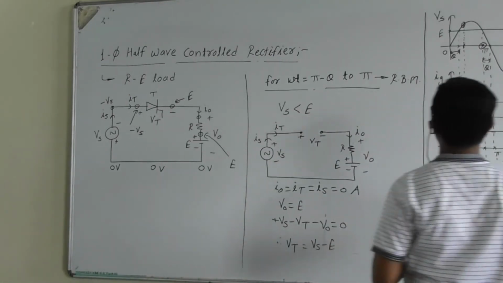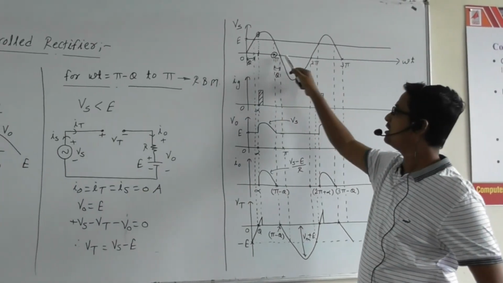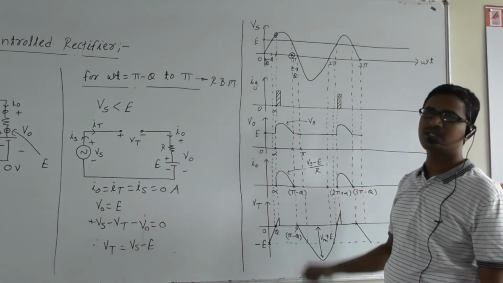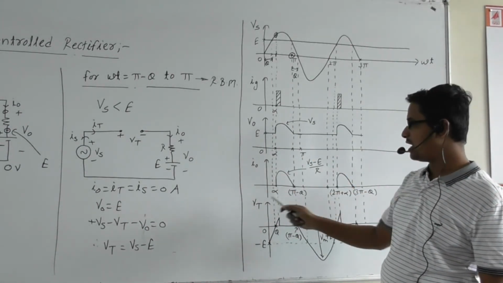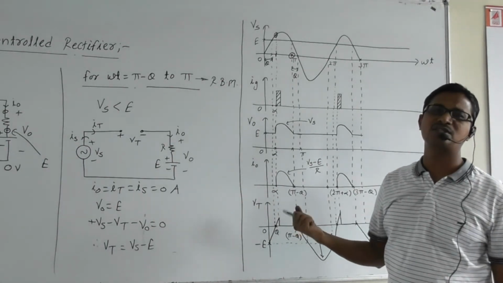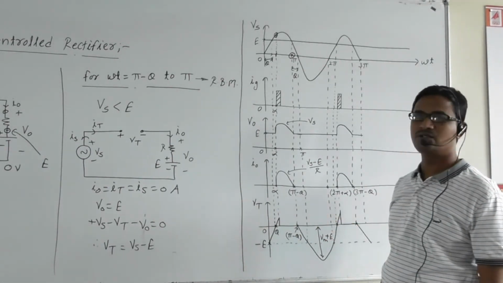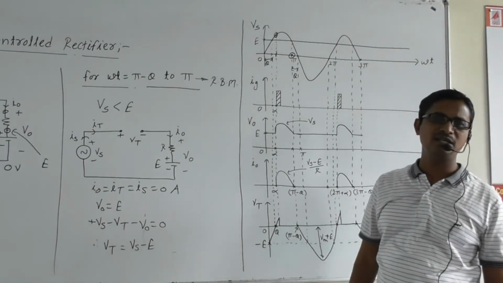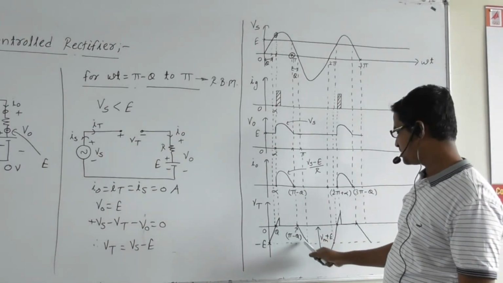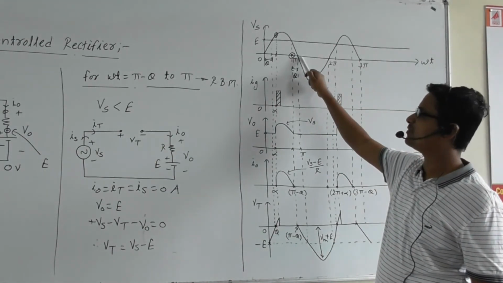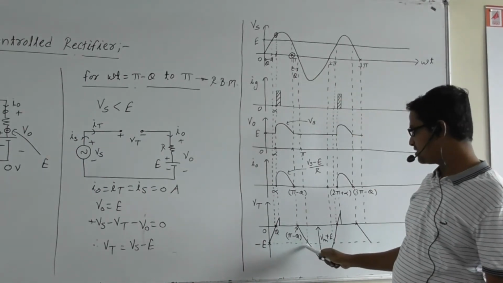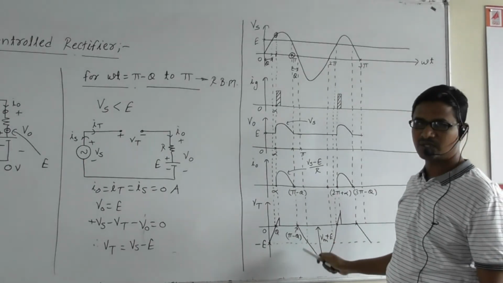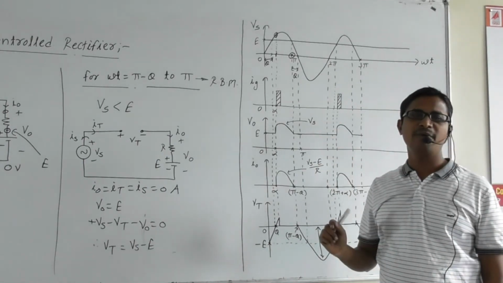So if you check from omega t is equal to pi minus theta to pi, during this interval V0 is E, right? What is I0? I0 is 0 because current in the circuit is 0 because thyristor is in the off state. What is Vt? Vt is negative because it is Vs minus E and Vs is less than E. At pi Vs is 0, so it is 0 minus E. So at pi Vt will be minus E. This will continue till omega t is equal to pi.